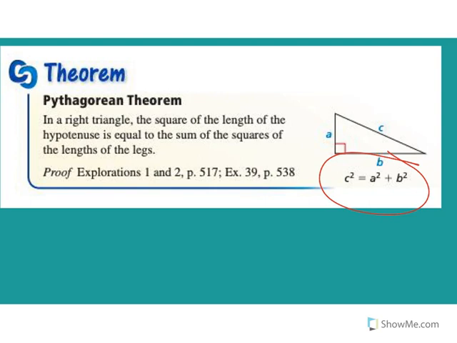Usually we hear it backwards. We hear a squared plus b squared equals c squared. You don't have to memorize it, though you probably will, because we're going to use it so much right now. But it will be on the board for you. The key is that you know that c is the hypotenuse.